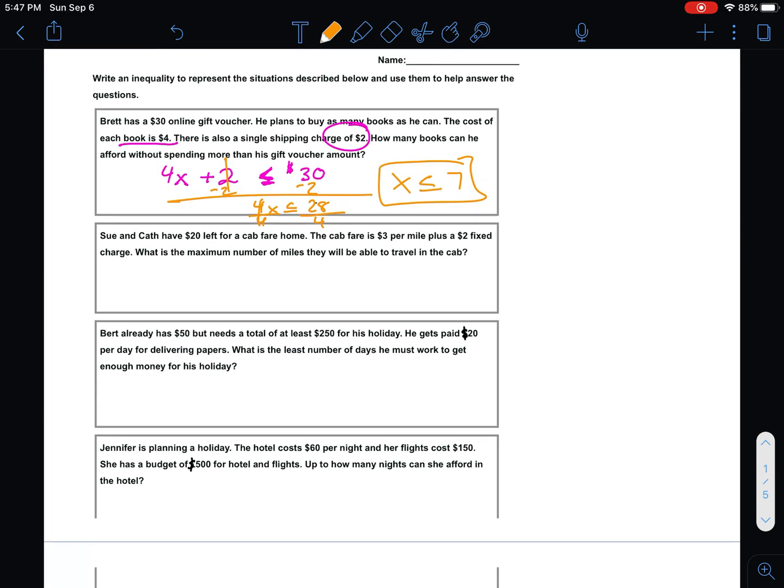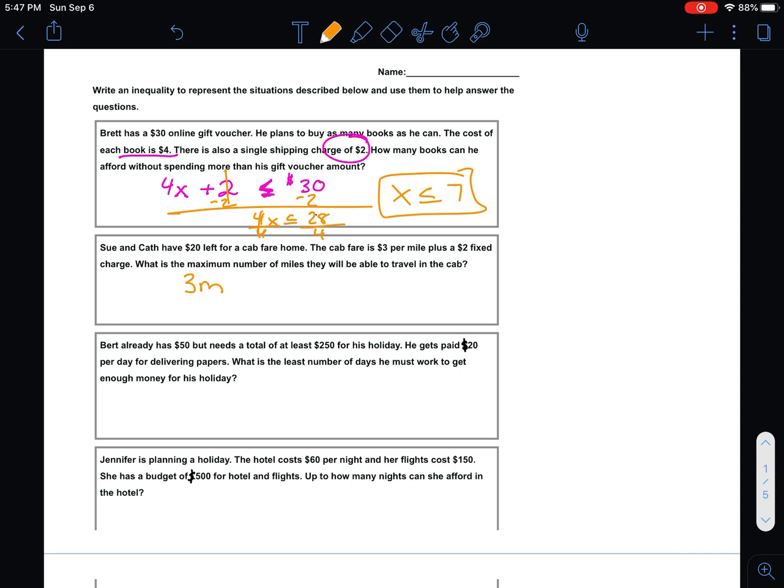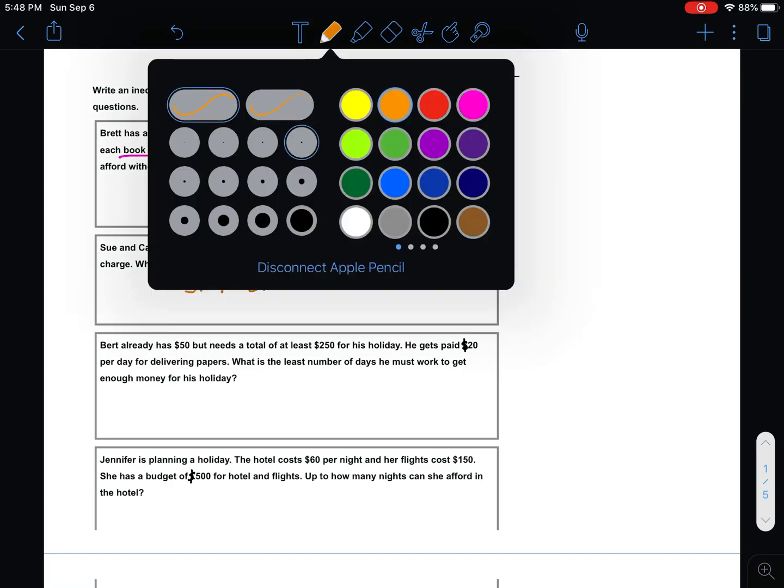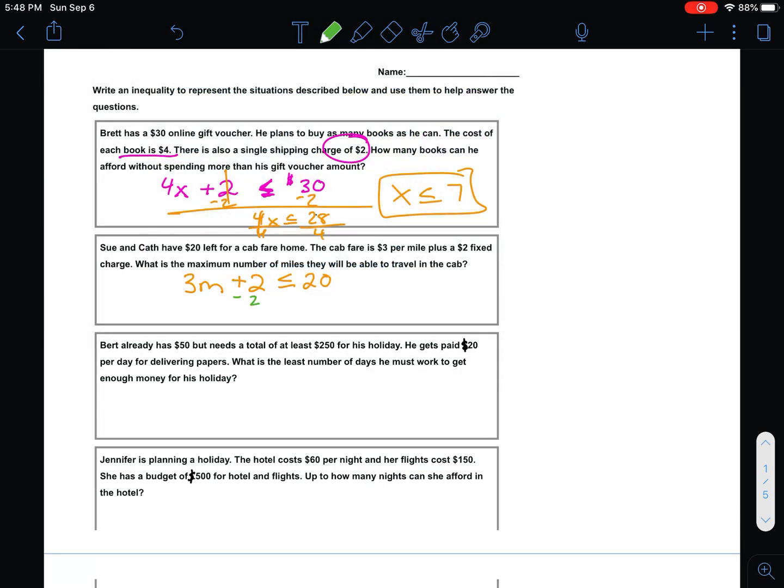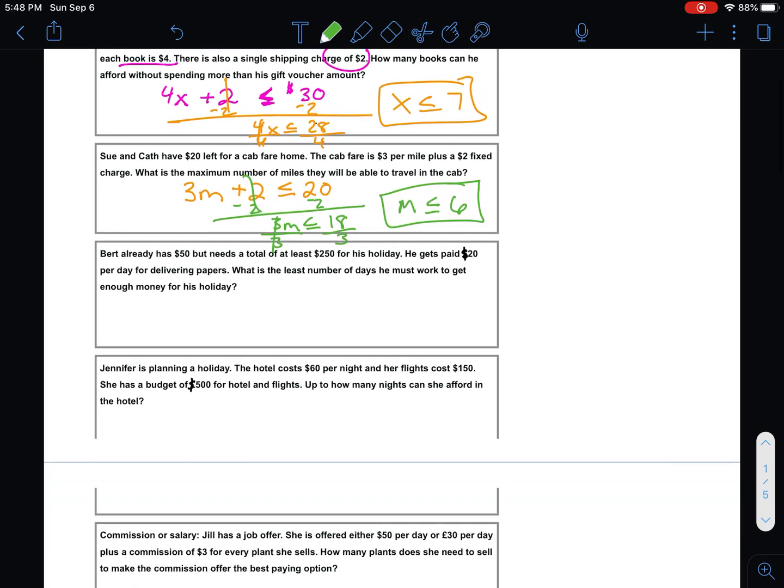All right, the next one. Sue and Kath have $20 left for their cab fare home. The cab fare is $3 per mile, plus a $2 fixed charge. What is the maximum number of miles that they will be able to travel in the cab? Well, they have $20, so they cannot spend any more than 20. They can spend up to that amount. So again, we're doing that same process of less than or equal to. Subtract 2, divide by 3, and you will figure out that the maximum amount of miles that they can go is 6. They can go less. They just can't go any more than that.